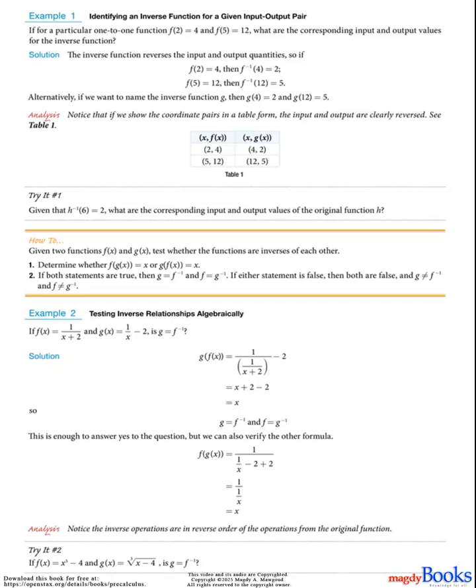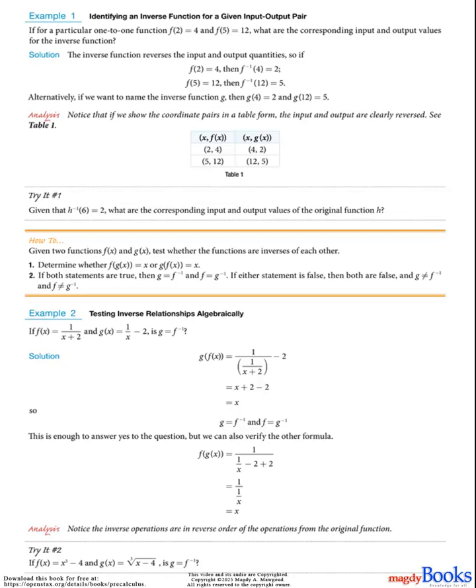Try it number 1. Given that h inverse of 6 equals 2, what are the corresponding input and output values of the original function h? How to: given two functions f of x and g of x, test whether the functions are inverses of each other. 1. Determine whether f of g of x equals x, and g of f of x equals x. 2. If both statements are true, then g equals f inverse, and f equals g inverse. If either statement is false, then both are false, and g is not equal to f inverse, and f is not equal to g inverse.